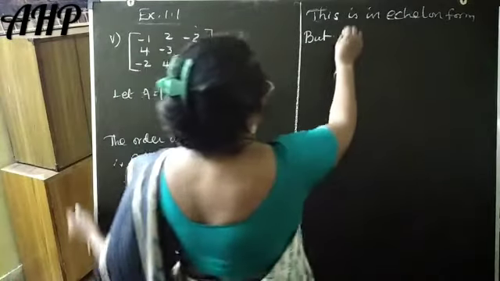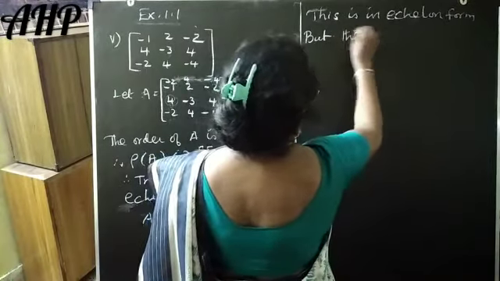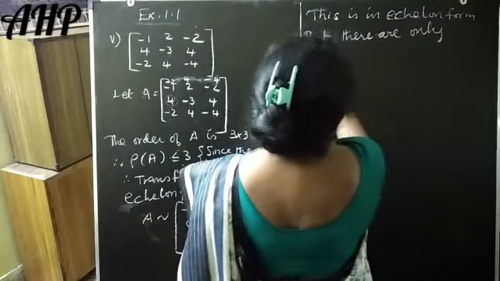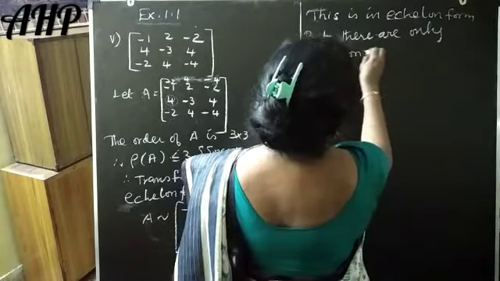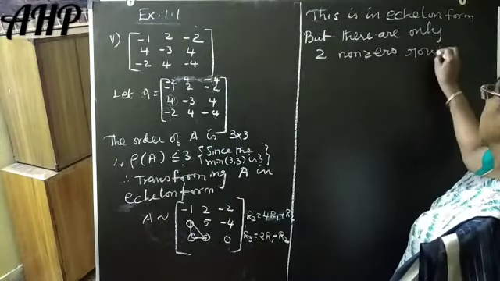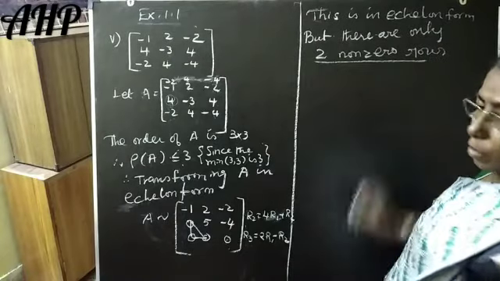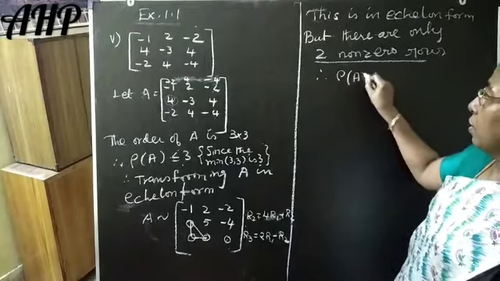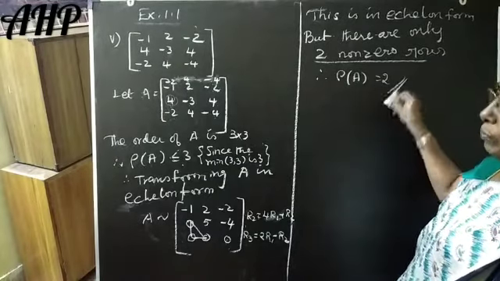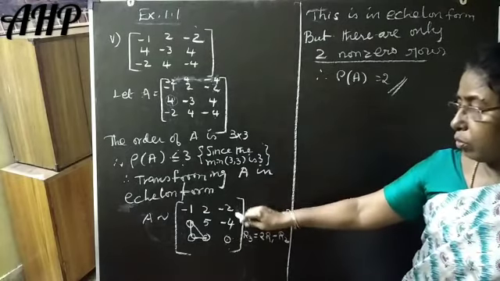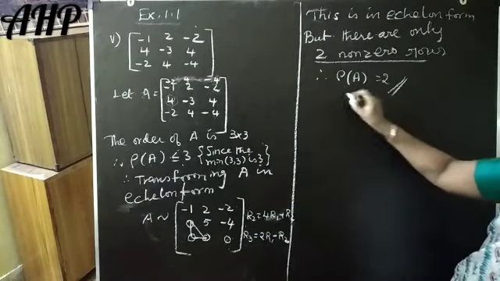Only two non-zero rows. Therefore, rank of A is equal to. As there are only two non-zero rows, our rank of this matrix is equal to.